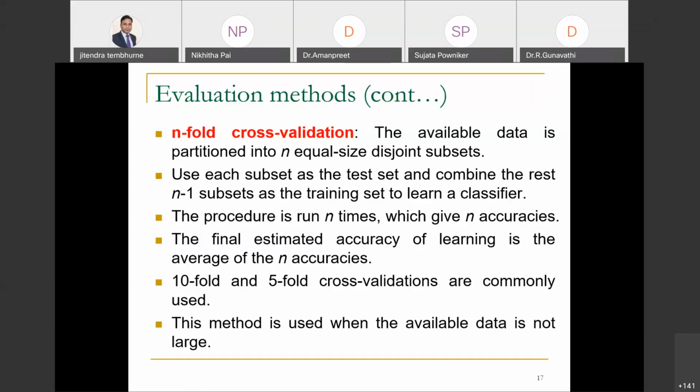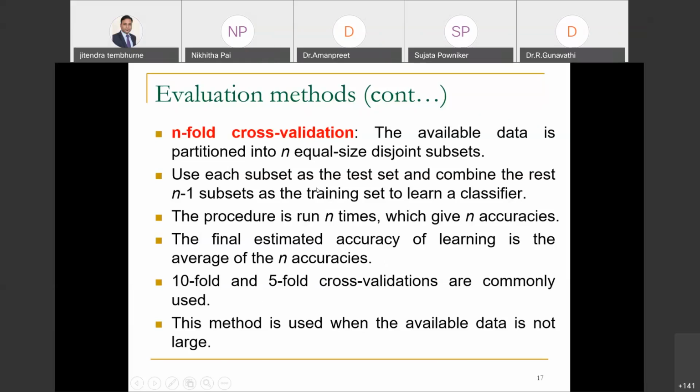Here, this is a different case from what we talked about on the previous slide, which was for a large data set. We divide the data into equal disjoint subsets, then one by one we take one subset as the test set and the remaining as training. Then we get n accuracies. The final estimated accuracy of learning is the average of the n accuracies. You can average all these accuracies and declare this as the accuracy. Most of the time, 10-fold and 5-fold cross validations are commonly used. You can go beyond that also; it totally depends on how much data you have.